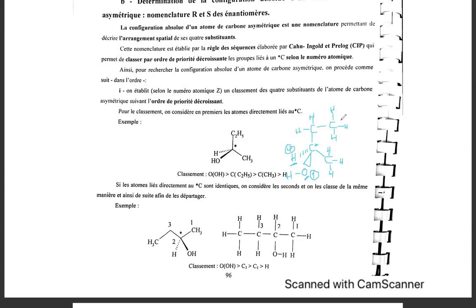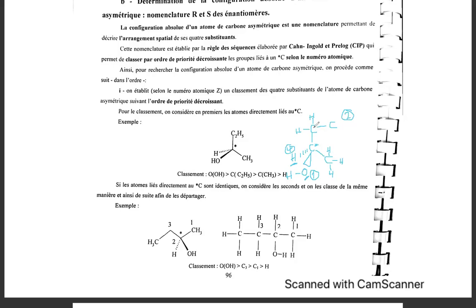So in other words, this one takes priority number 2. Why? If you've noticed, this one here has 3 hydrogen substituents, and they all have atomic number 1, 1, 1.